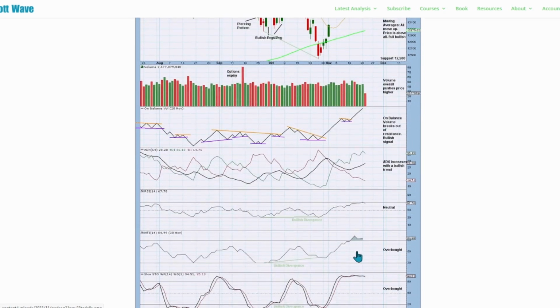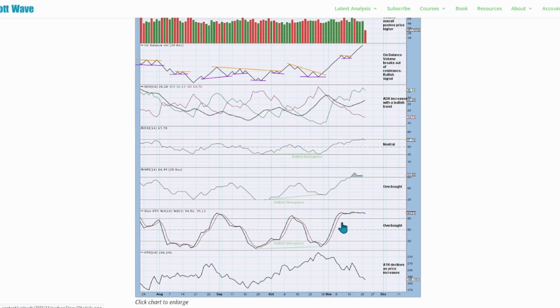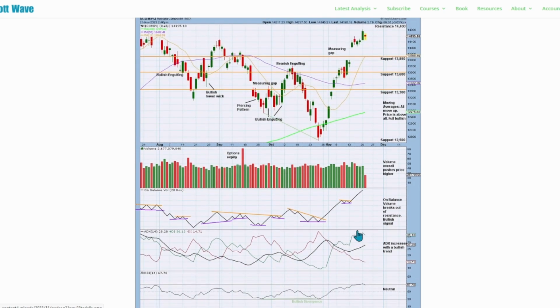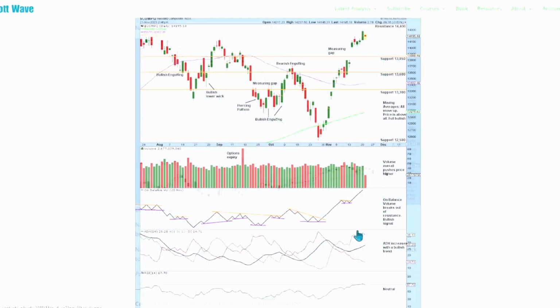RSI is neutral and money flow is overbought. RSI having just entered overbought and currently having returned. Stochastics is overbought and has remained so for quite some time, as RSI has previously entered overbought, though it is currently neutral and money flow is currently overbought. A corrective movement may occur soon to relieve these conditions.